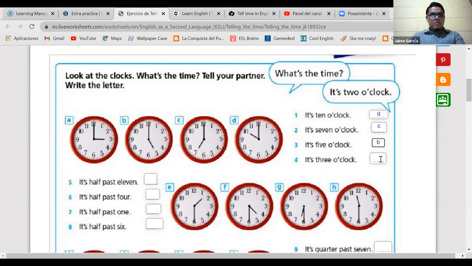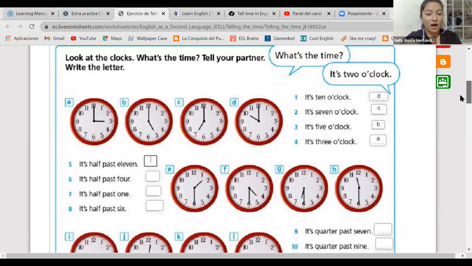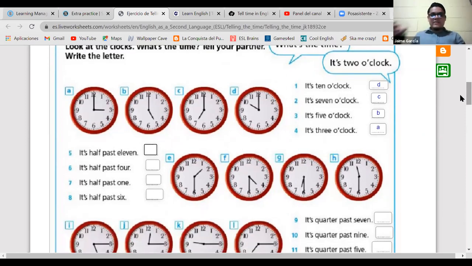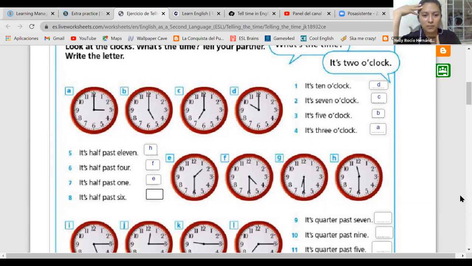It's 3 o'clock, letter A. Okay. Continue. It's half past 11, letter H. Half past 11, letter H. It's half past 4, letter F. It's half past 1, letter E. It's half past 6, letter G. Half past 6, letter G.